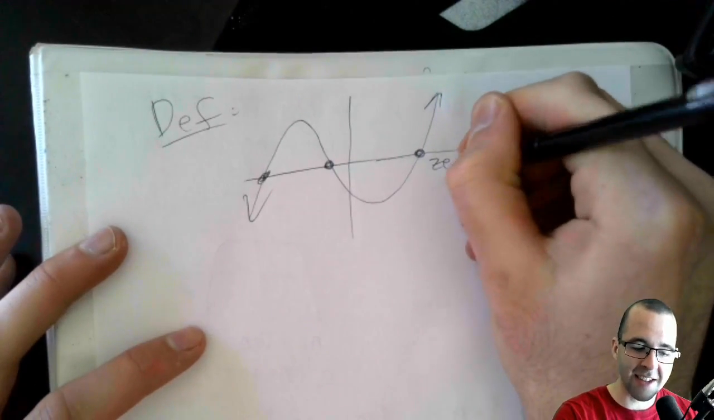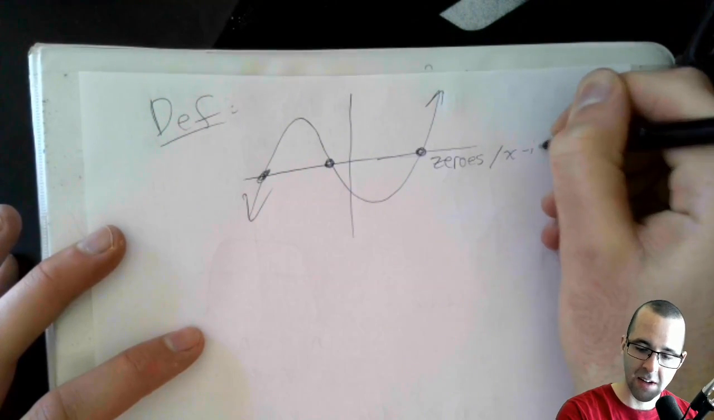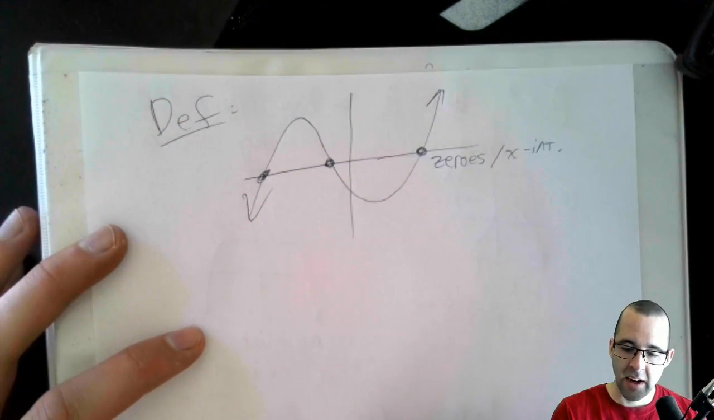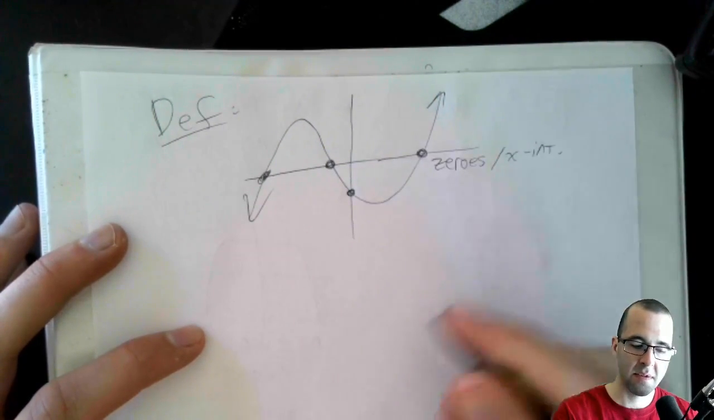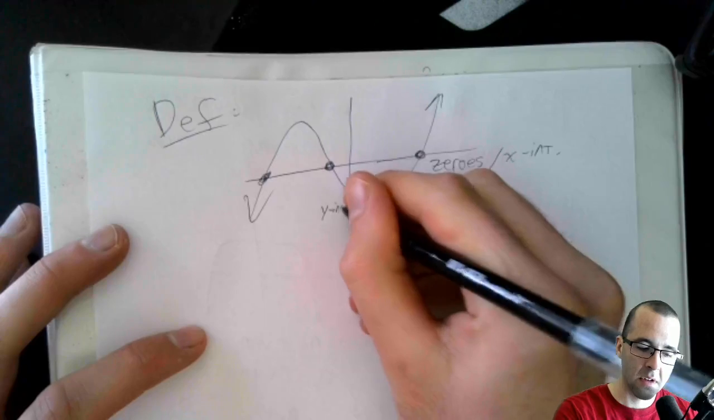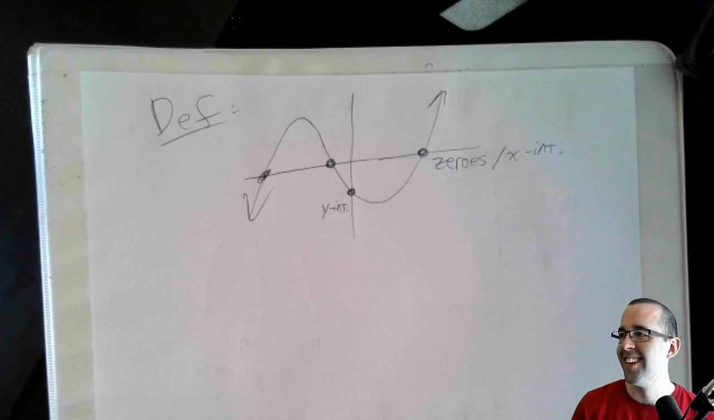Is it zeros or x-intercepts? We've already talked about these. All right, and we've already talked about y-intercepts as well.